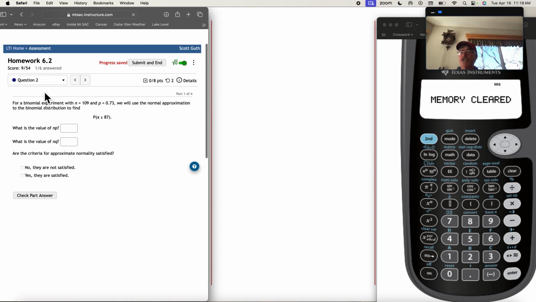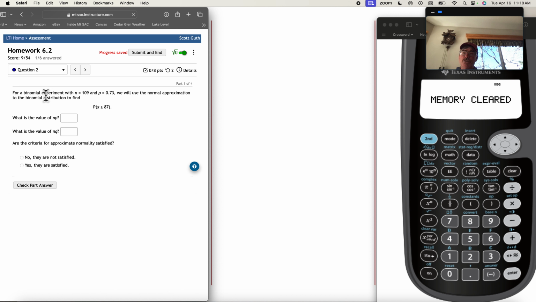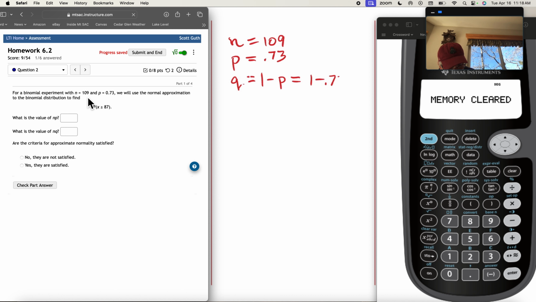Okay, so this one, what we're going to do is use the normal distribution to approximate a binomial probability. So it says for a binomial experiment with n equal to 109, I think I'll go ahead and start writing some of this down. And p is 0.73. I guess I could go ahead and figure out q. So q is 1 minus p, so that's 1 minus 0.73. The complement of 73% I think is 27%.